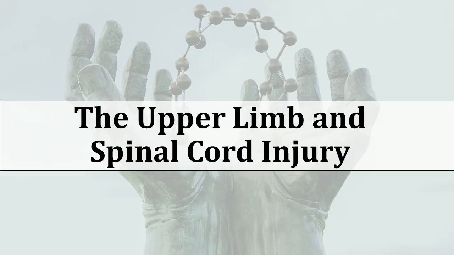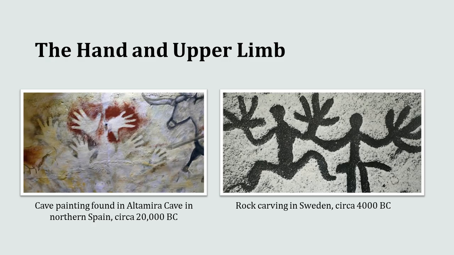So let's start by talking about the upper limb and how it's involved in spinal cord injury. I think we all know about the importance of the hand, and even early humans knew about the importance of the hand. Here on the left, you can see cave paintings found in Spain, dating back 22,000 years ago. On the right, some comically large hands discovered in Sweden from 6,000 years ago. And so even early humans knew about the importance of the hand.